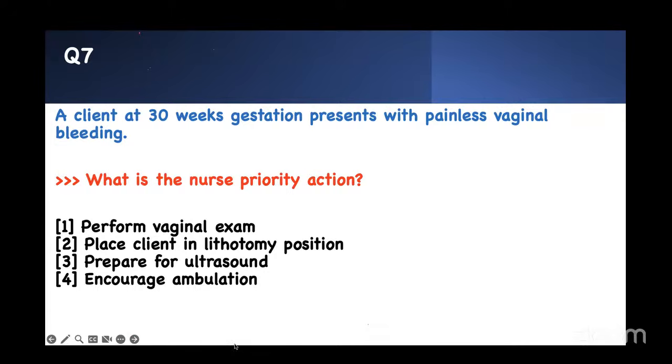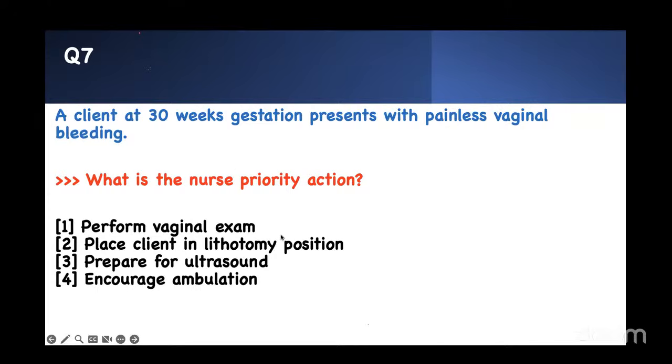What is going to cause painless vaginal bleeding? Perform vaginal exams, place client in the lithotomy position, prepare for ultrasound, or encourage ambulation. What do you think? The buzzword is painless vaginal bleeding. Painless vaginal bleeding is what? Placenta, what? Previa. What do you do with placenta previa?